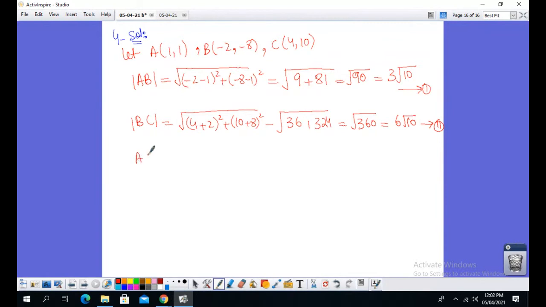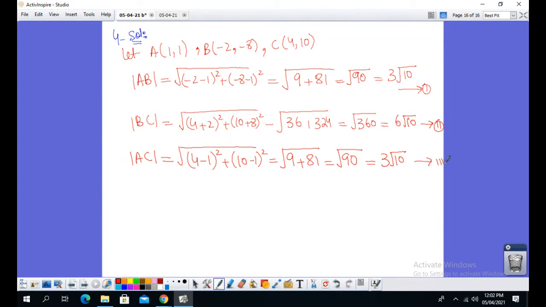On the similar pattern, we take the distance between A and C. It becomes (x2 minus x1) squared plus (y2 minus y1) squared, which means that the square of 3 becomes 9 and the square of 9 becomes 81. After adding these two terms, we get 90, and the square root of 90, with the help of a calculator, we get 3 square root 10.